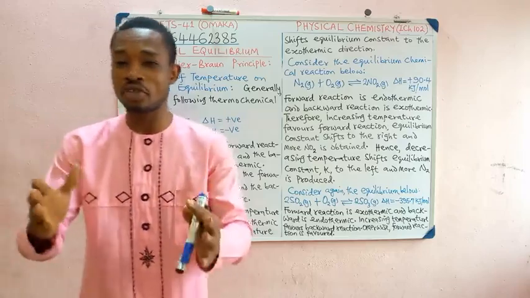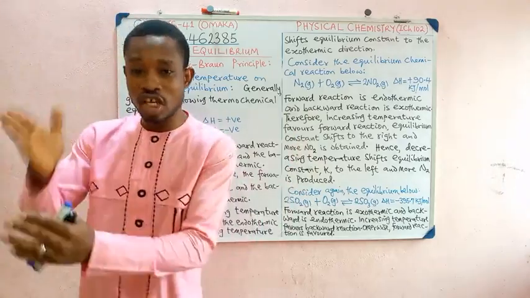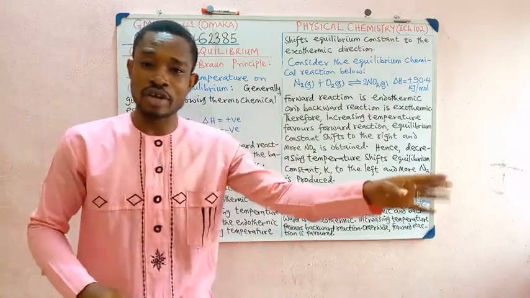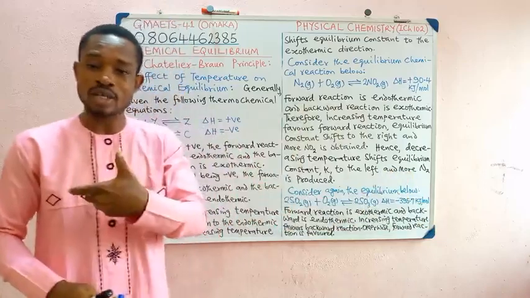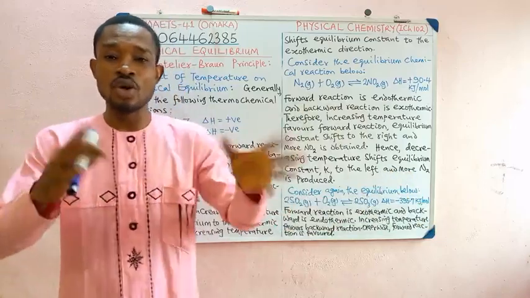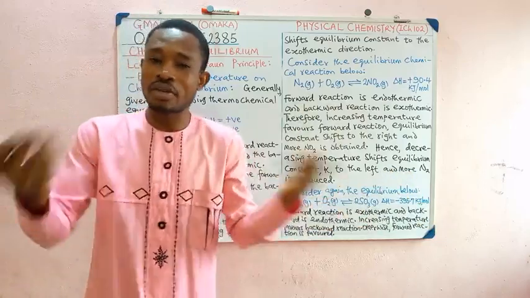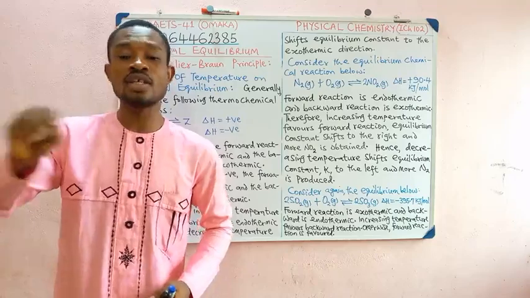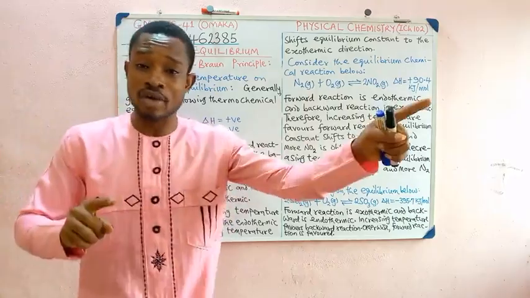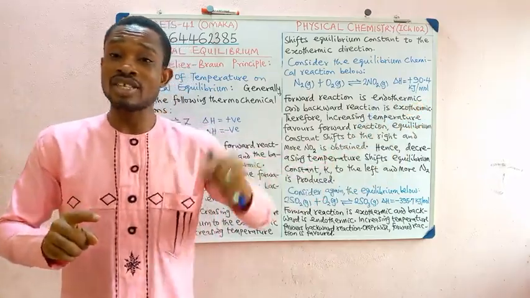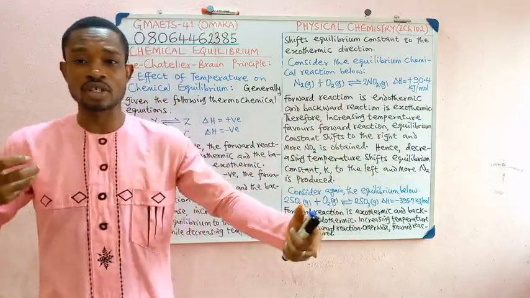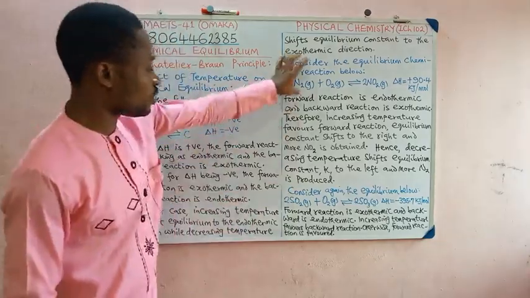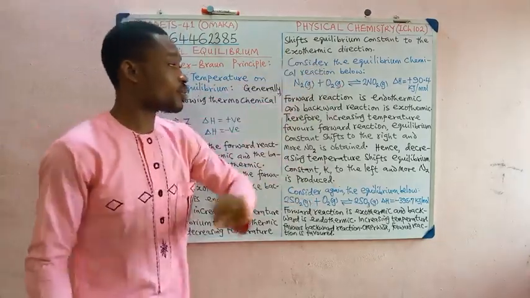So once a reaction is given to you, check the heat content sign. If it is positive, then you know that in the forward direction it is endothermic, and in the backward direction it is exothermic. Then you know what to say whether the problem is an increase or decrease in temperature. But if the heat content sign is negative, it means in the forward direction, which is the product direction, it is exothermic, and in the backward direction it is endothermic.